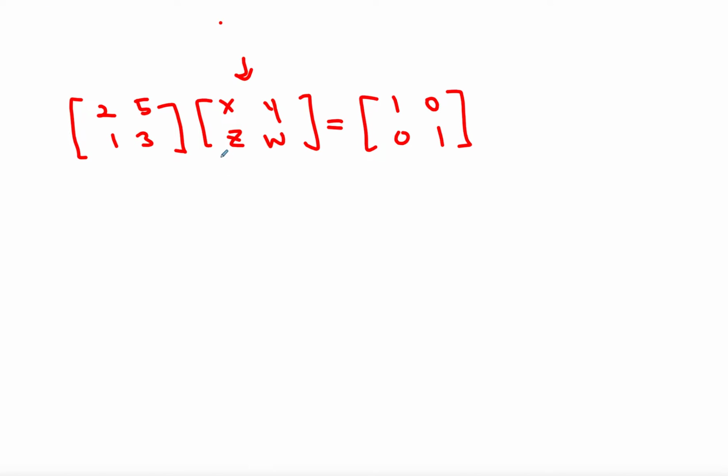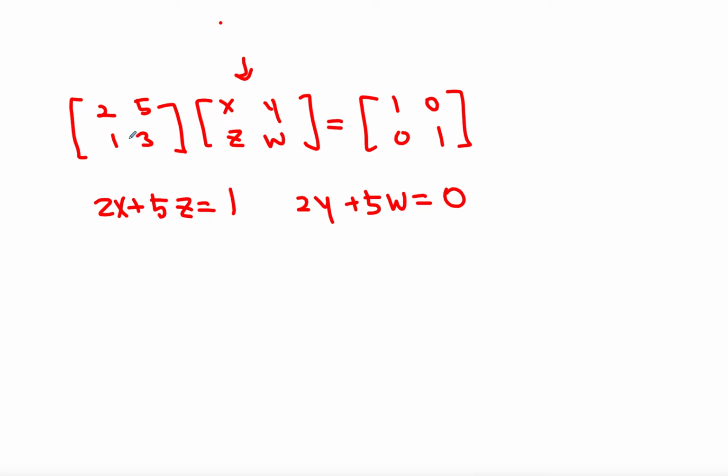All right. So I'm sure you thought about it a little bit. I don't know what the values are, so let's try to make a few equations. Hopefully, they'll help us to find that. So first, I'm going to multiply 2, 5, and then x, z. So we get 2x plus 5z must be equal to the first value, which is equal to 1. And next, 2y plus 5w has to be equal to 0.